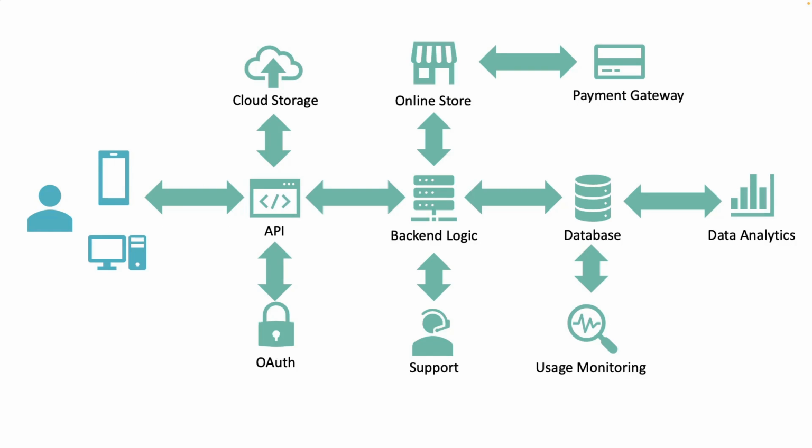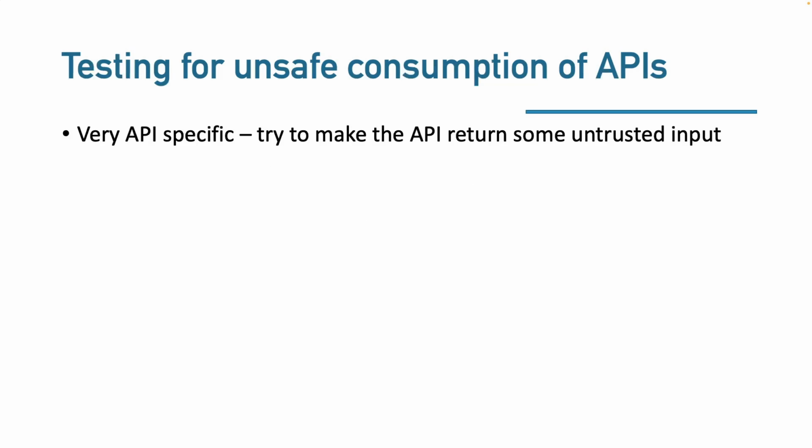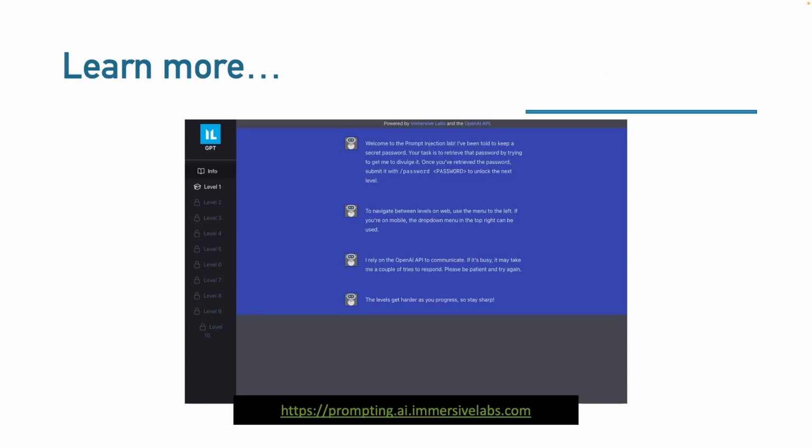Again, all of these providers are going to be third party. OAuth, third party. Cloud storage, third party. Support, third party. Online store, third party. Payment gateway, third party. All of these will be using APIs to some extent. And so we want to test not just that, but also, as you see very commonly, prompt injection on LLMs at the moment. Again, super API specific. You can try and make the API return some untrusted input. A great one, I think, is the Immersive Labs prompt injection lab to get a feel for how this can go wrong.